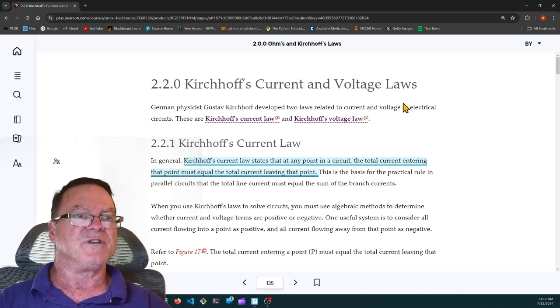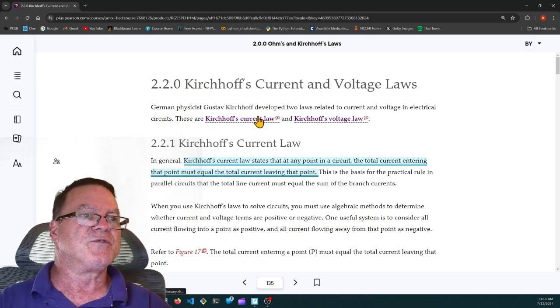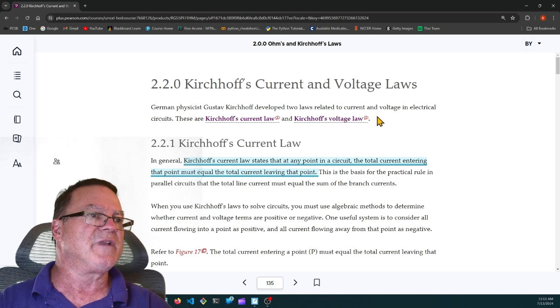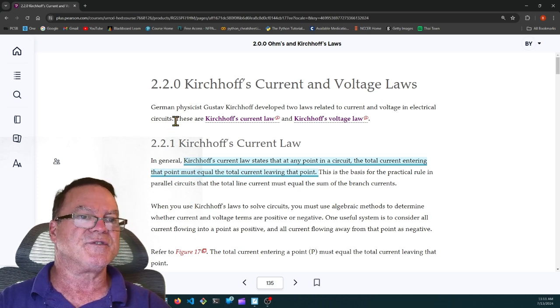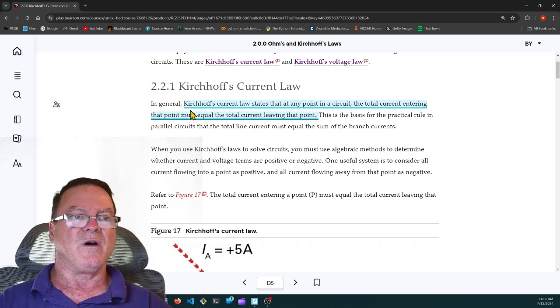Kirchhoff's current and voltage laws. German physicist Gustav Kirchhoff developed two laws related to current and voltage in an electrical circuit. These are Kirchhoff's current law and Kirchhoff's voltage law. 2.2.1, Kirchhoff's current law. This is a highlight.